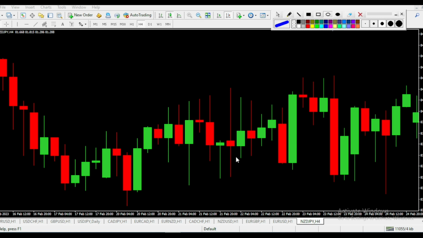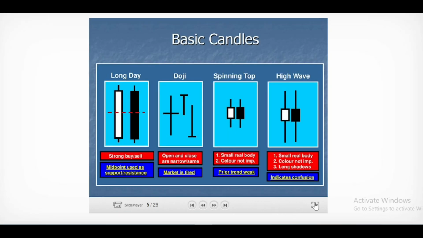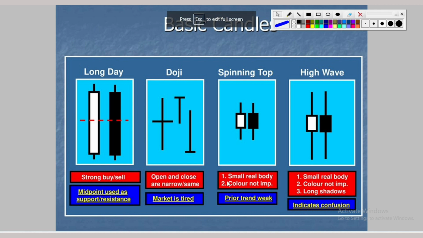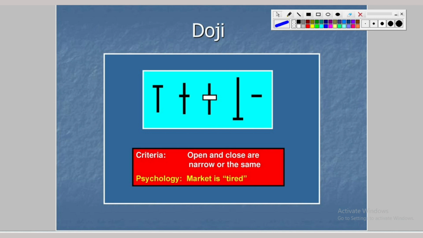Okay. Now we have covered the parts of the candlesticks, the bodies, and now those are the types of candlesticks. Now moving forward, we will learn more about the candlesticks. At this point, we will check the Doji. We have checked the Doji.